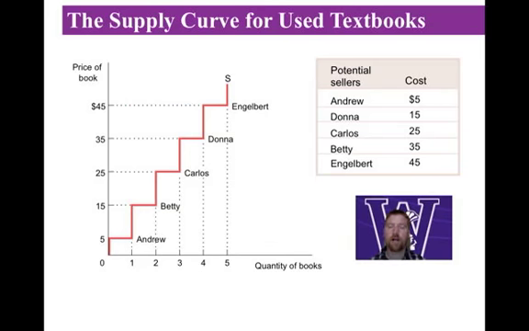Here is a supply curve for different producers. We have Engelbert, Donna, Carlos, Betty, and Andrew. And you can see how much they would be willing to sell their textbooks for. So Engelbert's willing to sell his for $45, Donna $35, Carlos $25, Betty $15, and Andrew $5 for their used textbooks.